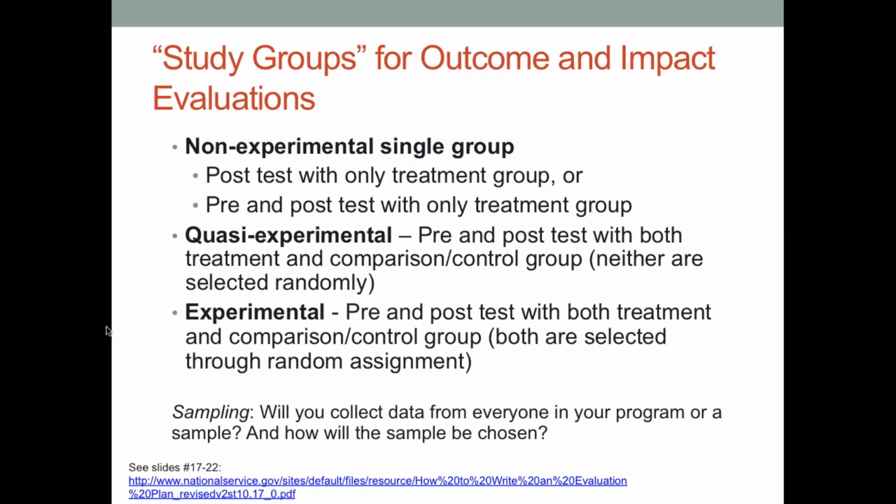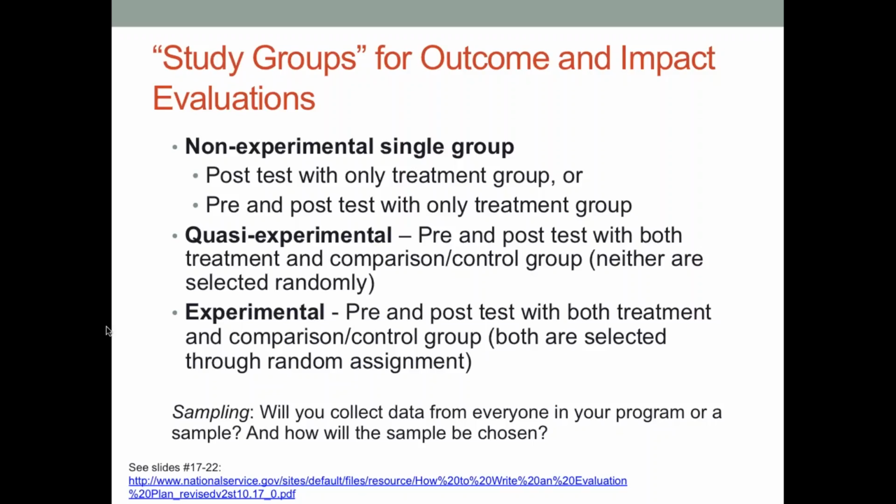The next is quasi-experimental, where you do a pre-post test, but with a treatment group, your group of participants, and then a comparison group. But that comparison group, you haven't selected it randomly. You're choosing a group of people who otherwise are kind of similar to your participants, but they're not your participants. So that's called quasi-experimental.